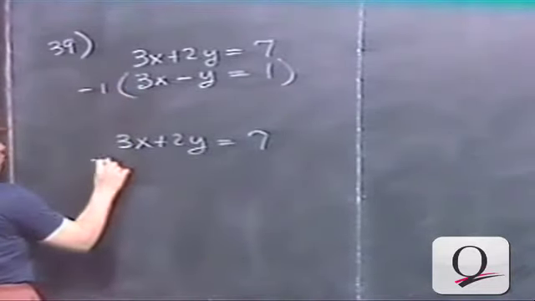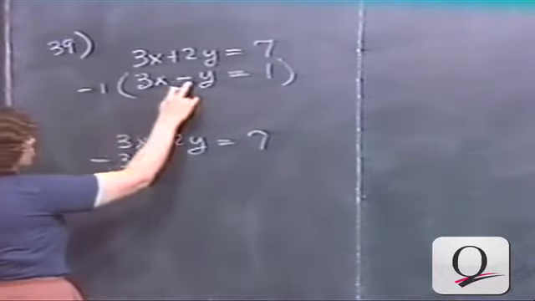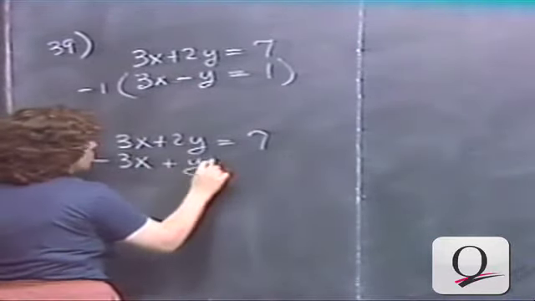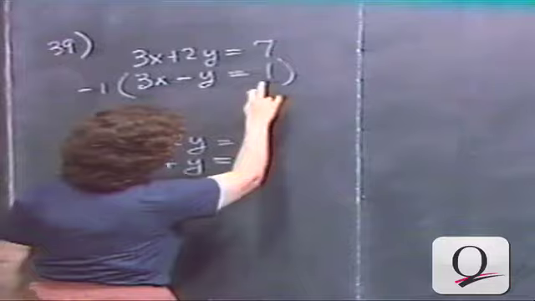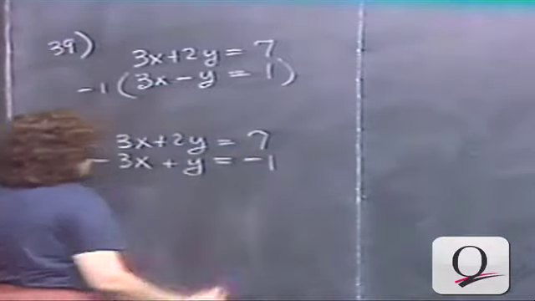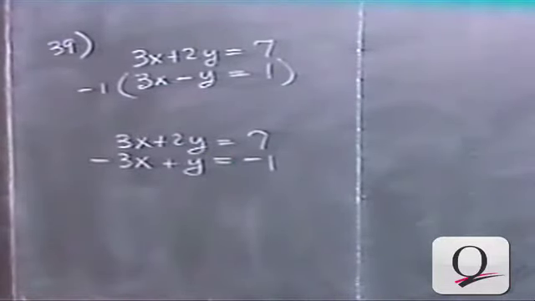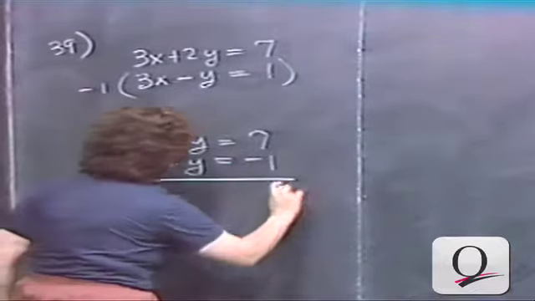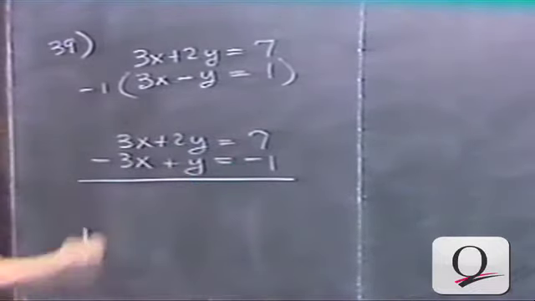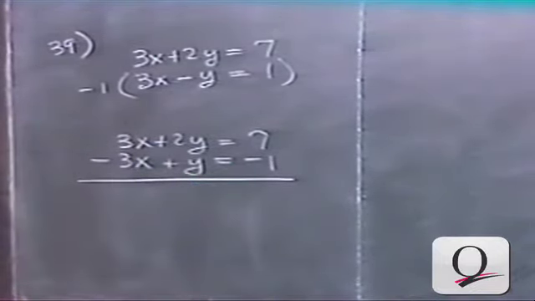Minus 1 times 3x would be minus 3x. Minus 1 times minus y would be plus y. Minus 1 times 1 would be minus 1. We multiply the second equation through by minus 1 and then add the equations. We are able to eliminate the x's because 3x and minus 3x drop out.